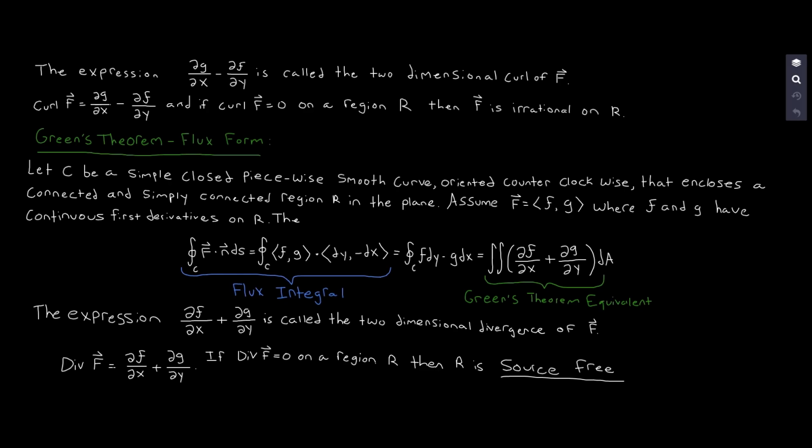Circulation has to do with moving you along a curve, and flux has to do with moving perpendicular to a curve at a 90-degree angle. If we have curl f, we could say that equals the partial derivative of g with respect to x minus the partial derivative of f with respect to y. And if the curl of vector f equals 0 on a region R, then vector f is irrotational on R.